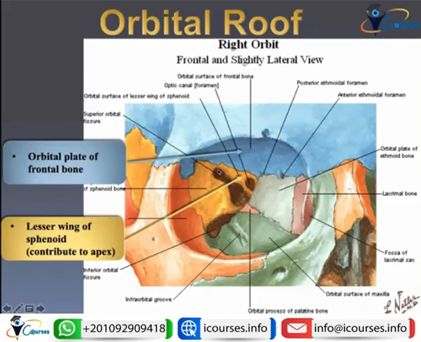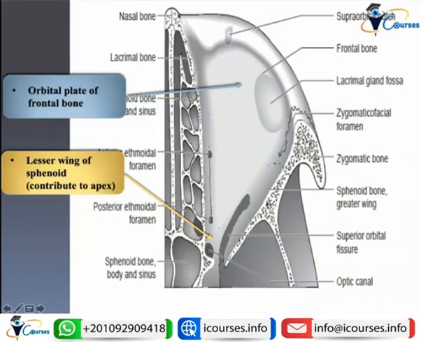The sphenoid bone has three main parts: the lesser wing, the greater wing, and the body. Each part of them will contribute to a specific wall of the orbit. The lesser wing of sphenoid will contribute to the apex. Remember that the lesser wing is the one which shares in the formation of the orbital roof. This is an anteroposterior view. If we remove the eyeball, the floor and contents, and look at the orbital roof from below, we will see this section. Here is the nose and the nasal sinuses, the ethmoidal sinuses.